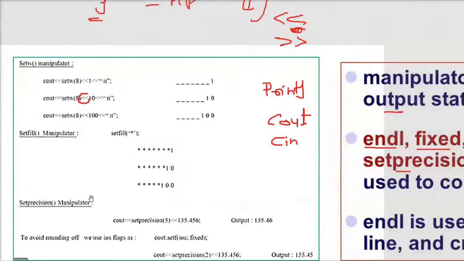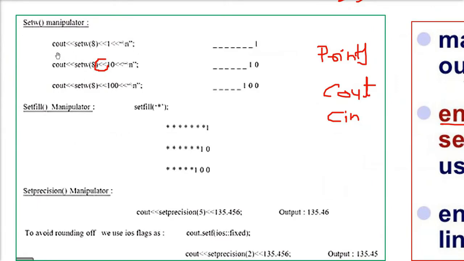So you see here, this setw is set width. When we say setw(8) and we want to print 1, setw(8) means there will be 8 blank spaces, and the rightmost one will be taken by 1. If I am writing 10, 6 places will be blank and 10 will be shown on the right. Similarly 100, on the right we have 100, and then we have other 5 places.